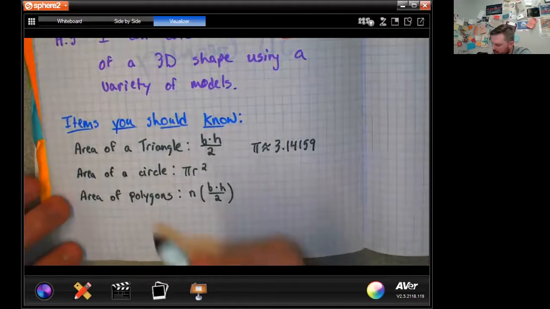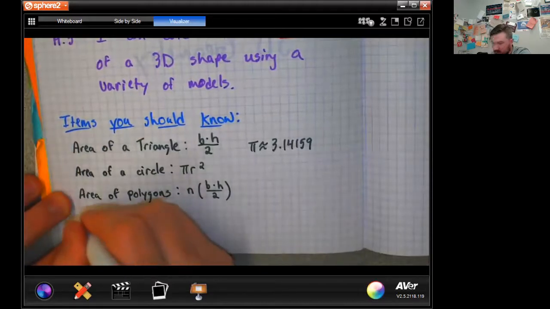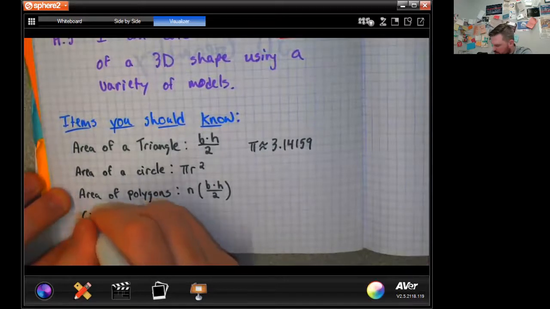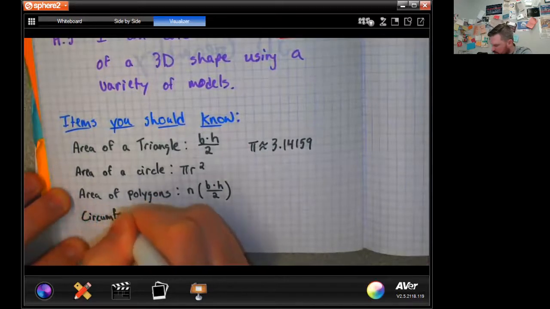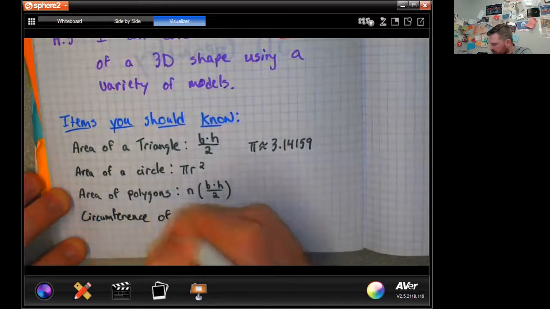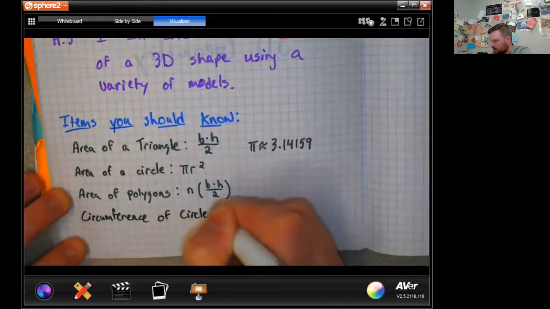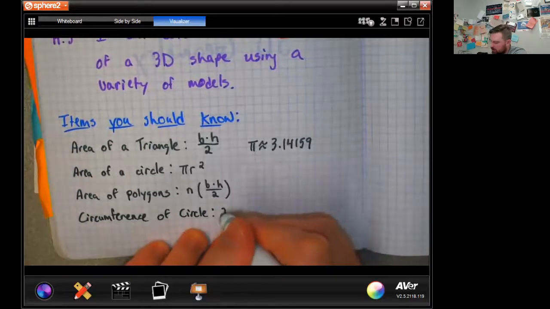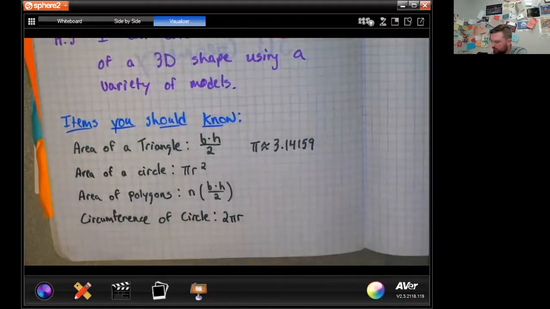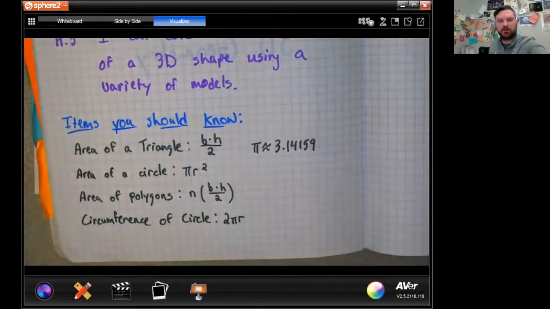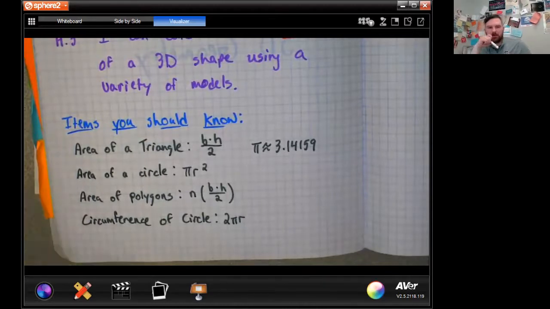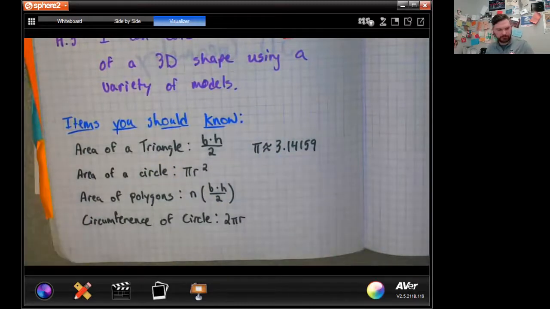And the last thing is the circumference or the perimeter of a circle. So circumference of a circle. And the circumference of a circle is 2 pi r. Okay, again, using the 3.14159 for that pi number. Okay, so those are our learning targets and some pre-knowledge that you need to have.